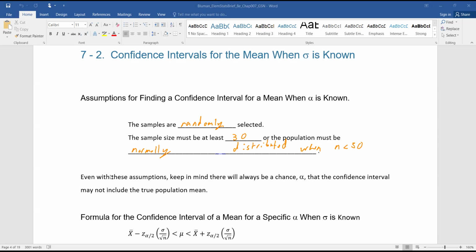So even with these assumptions, keep in mind there will always be a chance that our confidence interval may not include the true population mean. So again, we get to that point where we're 99, 95, 90% confident, but even still, the actual population mean did not fall in it. That's why we're never 100%.